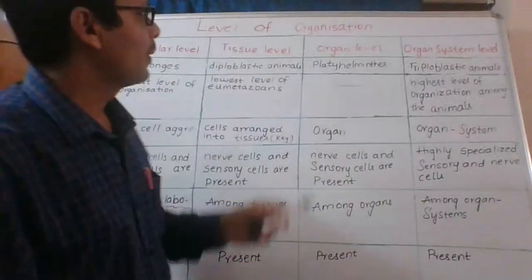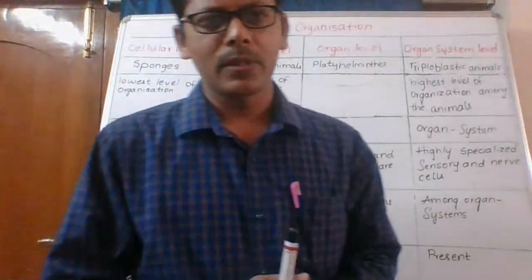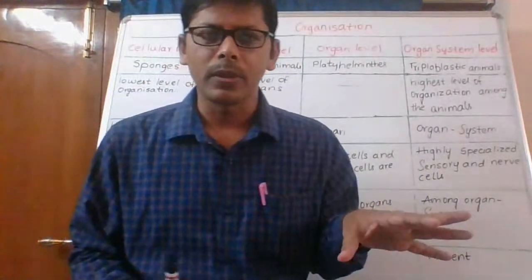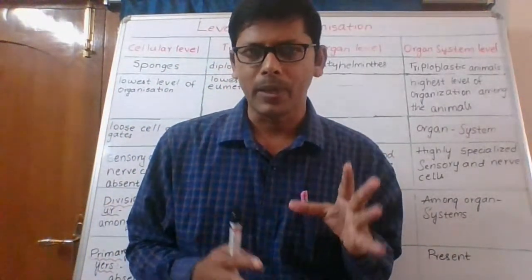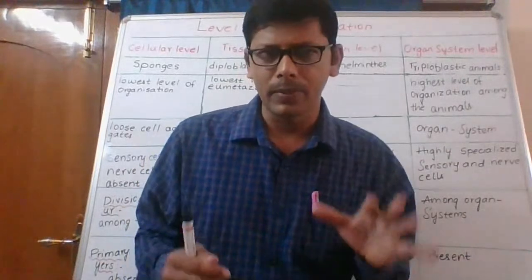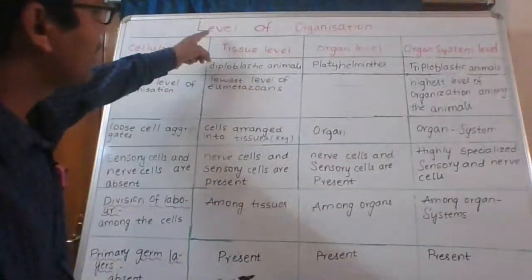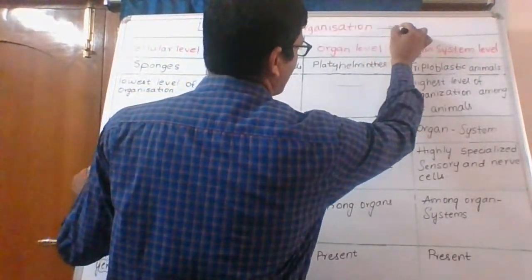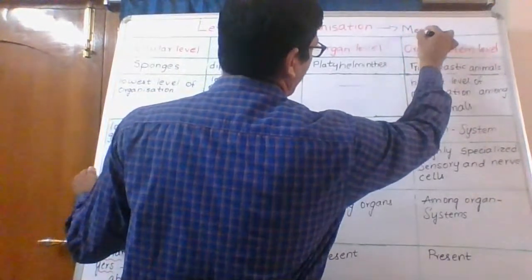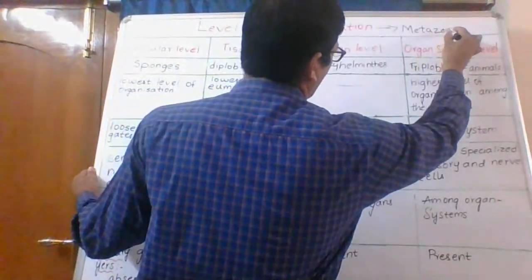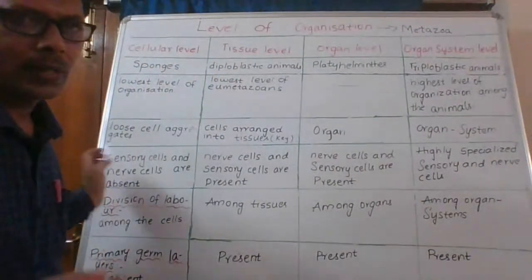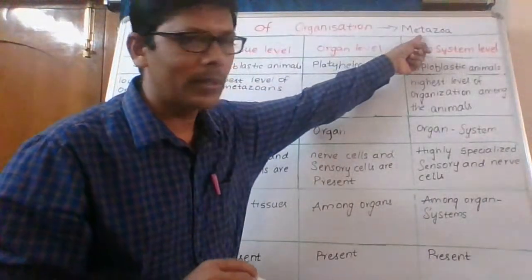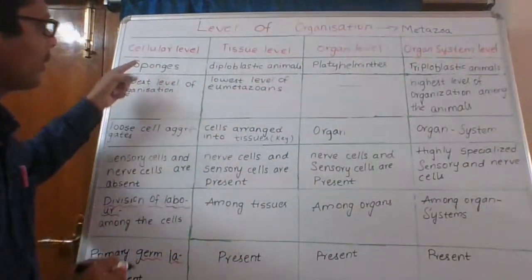Okay, yesterday I started levels of organization. There are 5 levels of organization among the total animals. There are 4 levels in the kingdom Metazoa, or Animalia kingdom. These are the levels of organization in Metazoa. Metazoa means the Animalia kingdom is also called Metazoa. In the Metazoa kingdom, there are four levels of organization.